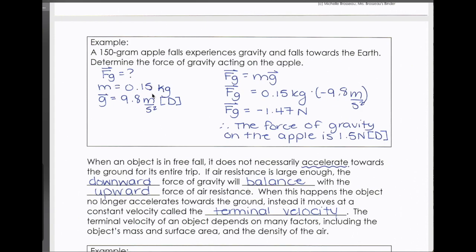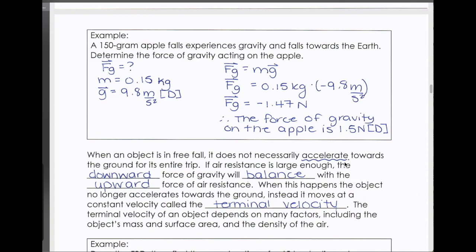Our mass is 0.15 kilograms, because we need to convert this to kilograms in order to get the newtons that we need for force. Okay. Our gravitational acceleration is 9.8 meters per second squared in the downward direction. Right. So whenever we plug this in, we get negative 1.47 newtons. So the force of gravity on the apple is 1.5 newtons down.